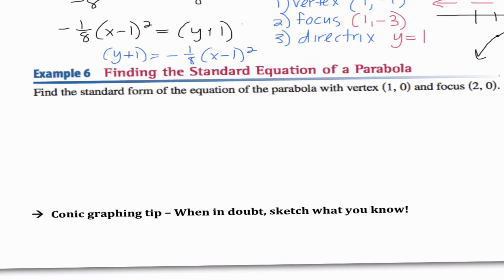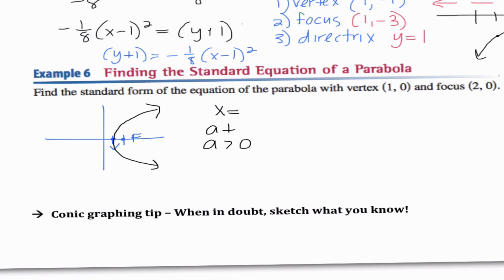And our last example, this is another finding the equation of the parabola. So once again, our tip, when in doubt, sketch what you know. So I'm going to start by sketching here. It tells me that my vertex is at 1, 0, and our focus is at 2, 0. So what that signals to me, I know that my focus always needs to be inside my parabola. So that means that my parabola is opening up to the right. So that tells me that it's going to be an x equals parabola, and our a value is positive, or I could write a is greater than 0, either way.